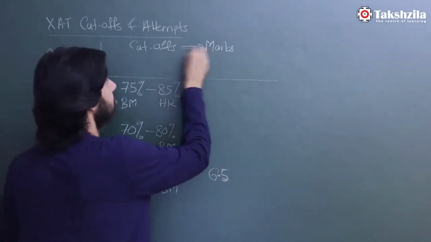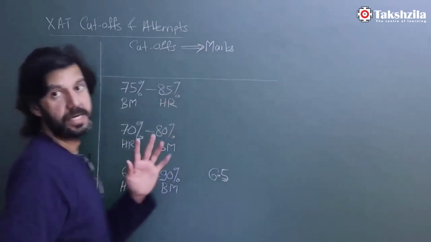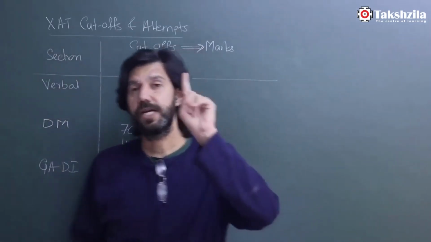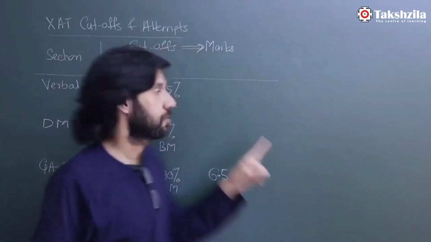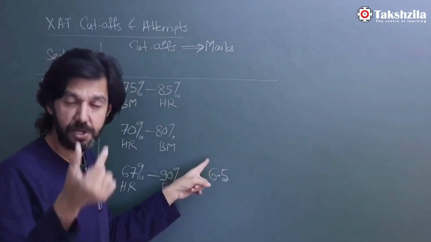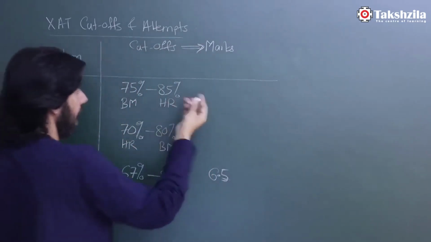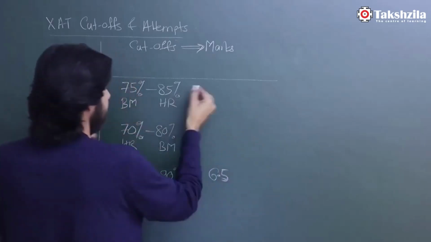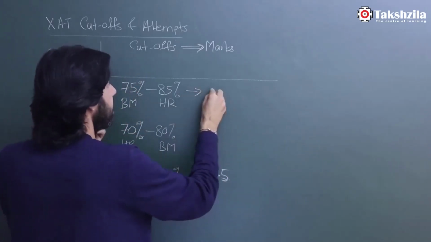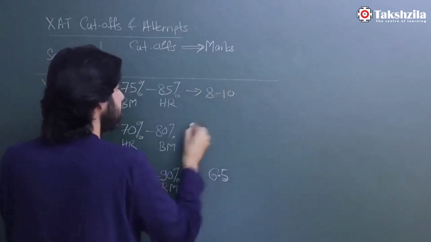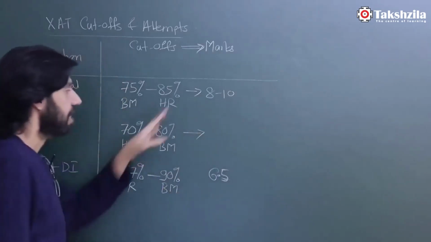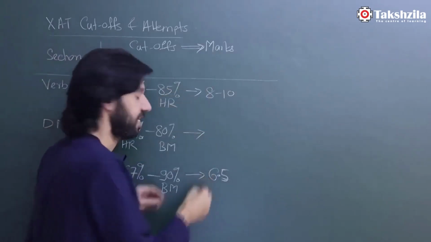Marks, let's convert them to marks. Here it's important to realize that each question carries just 1 mark, so the scores appear in absolute terms very low, unlike CAT where every question has 3 marks, right? So here it is 8 to 10. Remember, this conversion to marks is our opinion based on experience.